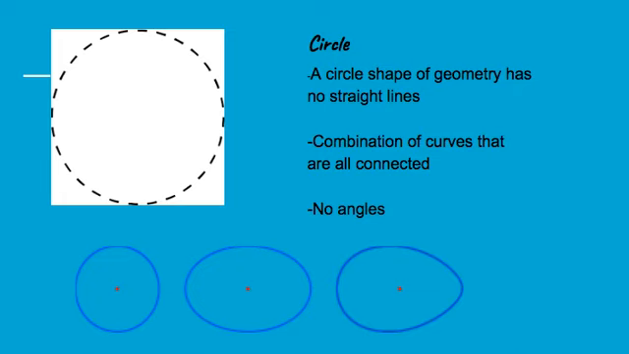The circle is a two-dimensional figure. As you can see, in the three shapes in a row, every point must be the same distance from the middle in order to make a circle. It has a combination of curves that are all connected.